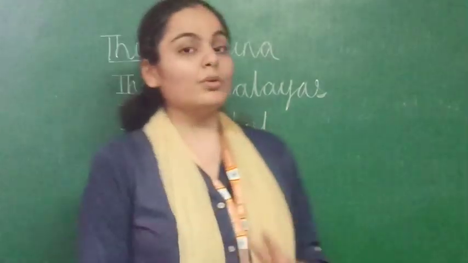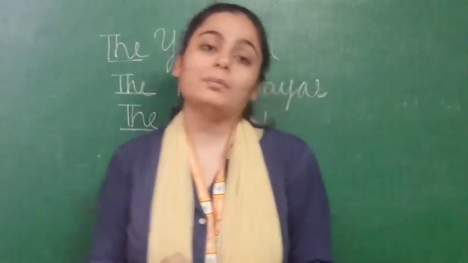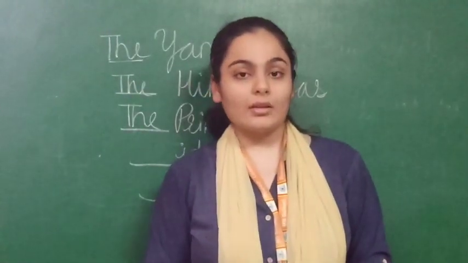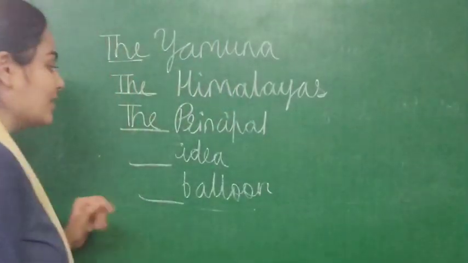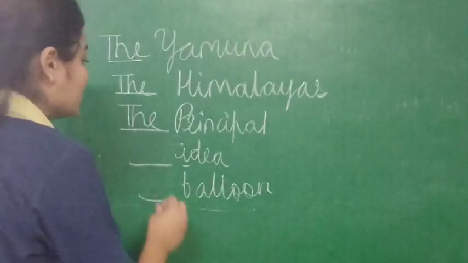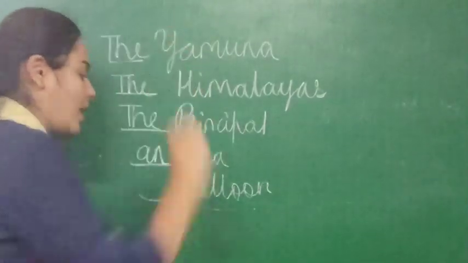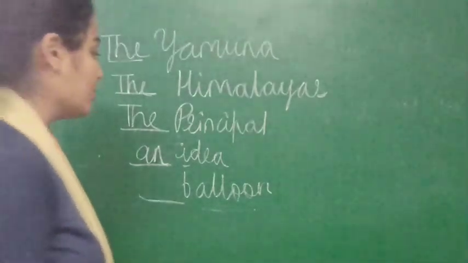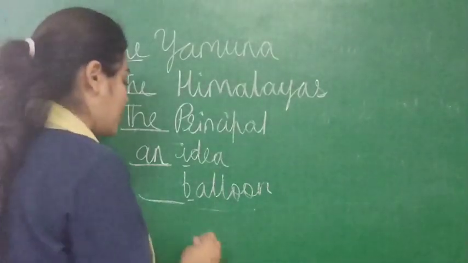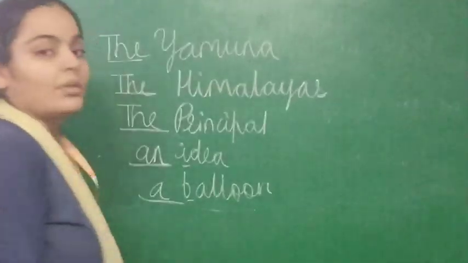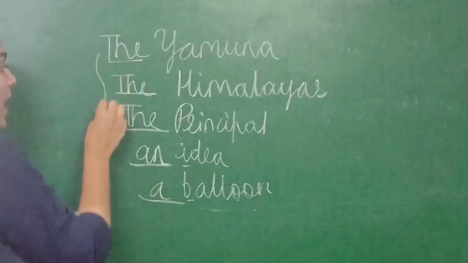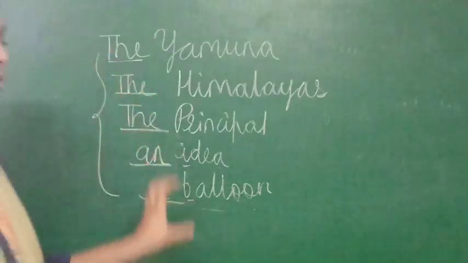I am giving you one more example: oranges. Oranges are plural, so we use the with oranges, the oranges. Next is idea. I is a vowel, so what do we use with idea? An idea. Balloon. B is a consonant, so what do we use with balloon? A balloon. So now you know where we use definite and indefinite articles with such examples.